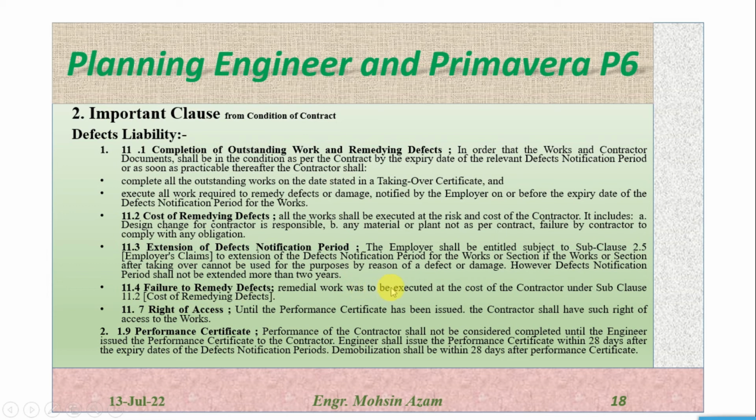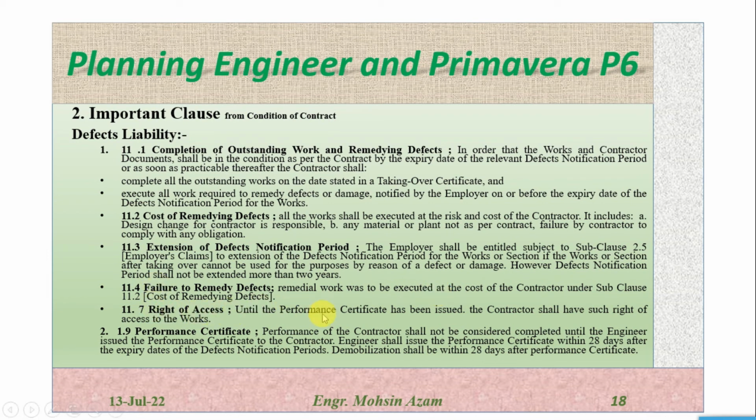11.4, failure to remedy defects. Remedial work was to be executed at the cost of the contractor under sub-clause 11.2, which we discussed here. The cost of remedy will be on the contractor. So it's written here that all the remedial works and the cost of the remedial works will be the responsibility of the contractor.